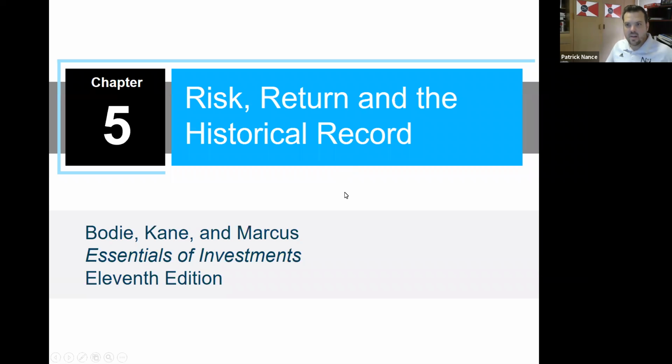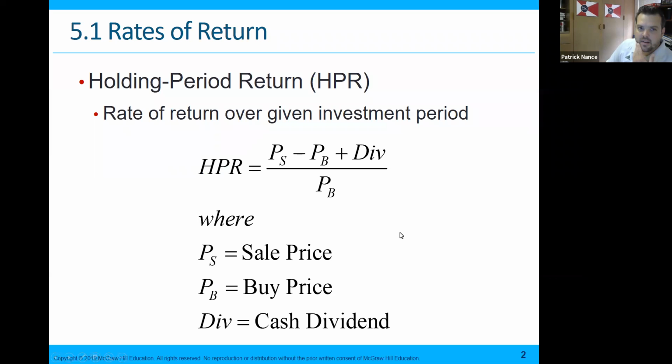Okay, Chapter 5 of investments is about risk, return, and historical record. So the first thing we talk about is the holding period return. This gives the rate of return over a given investment period. So we take our sale price, which means what we sold it for, minus our buy price. That would be basically the growth or decline that we got out of the stock.